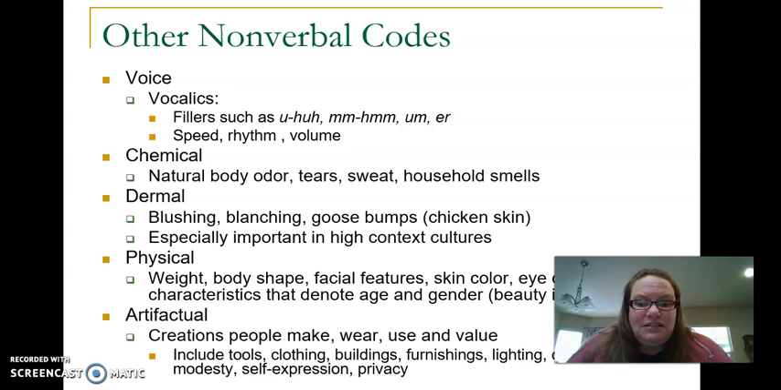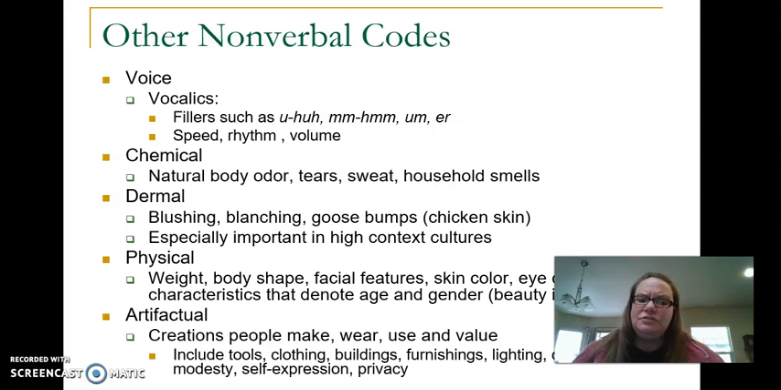Okay, we also have things that can happen with our skin. So we can blush, right, when we're embarrassed. You can have what they call goosebumps, or in some cultures they call that chicken skin, where something touches you or gives you chills or something like that. Those types of things are especially important in high context cultures, where the contextual clues are as important or more important than the verbal cues that people are giving.